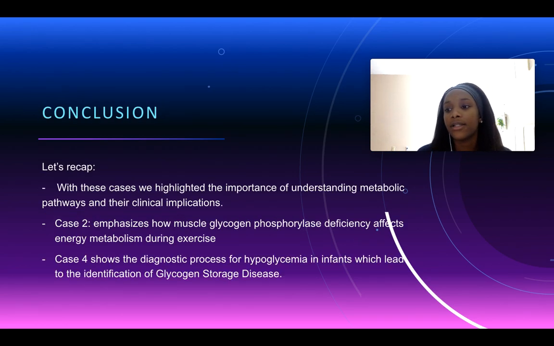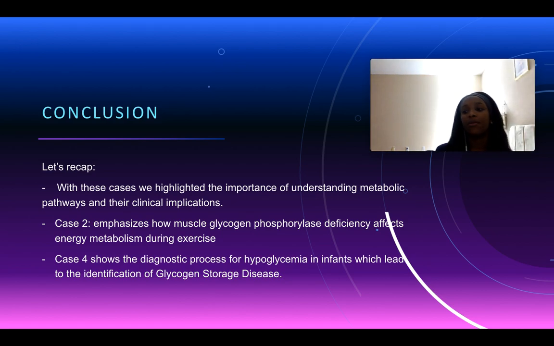In conclusion, these cases highlight the importance of understanding metabolic pathways and their clinical implications. Case 2 emphasizes how muscle glycogen phosphorylase deficiency affects energy metabolism during exercise. Case 4 shows the diagnostic process for hypoglycemia in infants, leading to the identification of glycogen storage disease. Understanding these conditions helps in managing the symptoms and providing appropriate care for the patients.